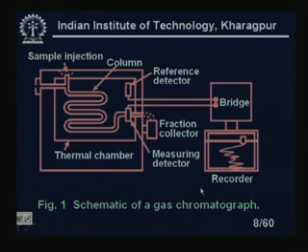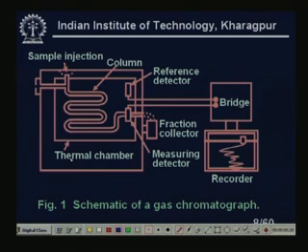Now, this is the schematic of a gas chromatograph. We can see the sample injection systems. We have the columns here, and then it goes out, and this entire thing is placed in a thermal chamber. These are the thermostatic chambers we have used, and there is a bridge. And there is a reference detector.